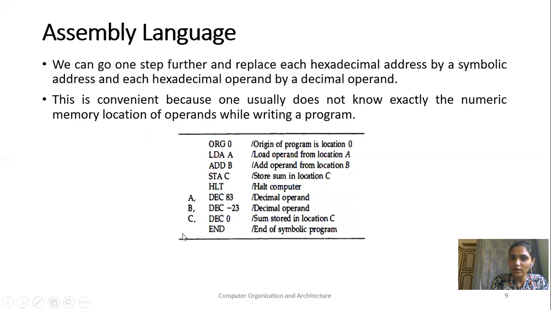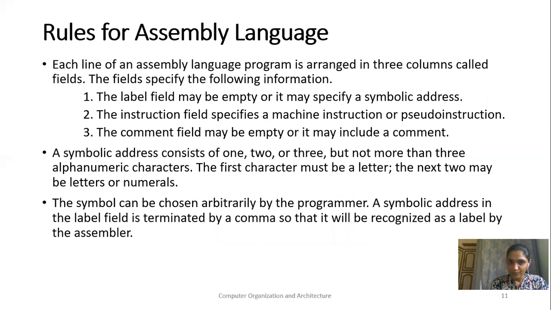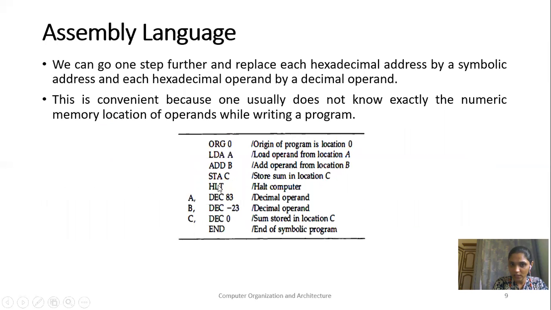And the first thing is your label. This label must end with a comma to indicate that it is a label, otherwise it is considered as some address or some label. So it is required that you use a comma. You can use any symbol for this address, as we have used A over here. You can use any symbol for your address, but this symbol can be a maximum of 3 letters, and the first letter must be an alphabet. After the first letter you can use any number or special character, but the first letter must be alphabetic.